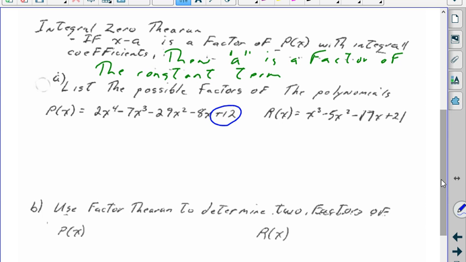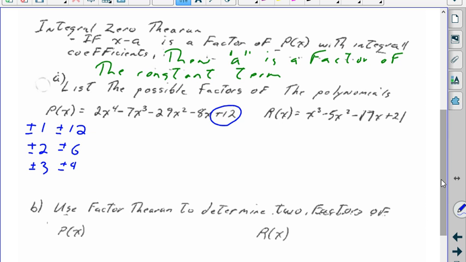Now, the possible zeros of this function are plus or minus 1, plus or minus 12, plus or minus 2, plus or minus 6, plus or minus 3, plus or minus 4. Those are the possible zeros of this function. Sorry, those are the possible integral zeros, because there are rational zeros, fractions that could be zeros of this function. We're only talking about the integers.